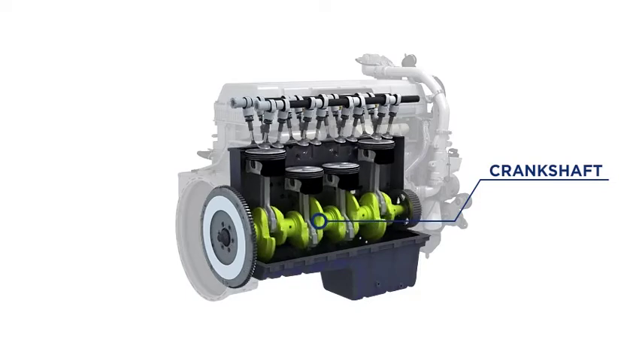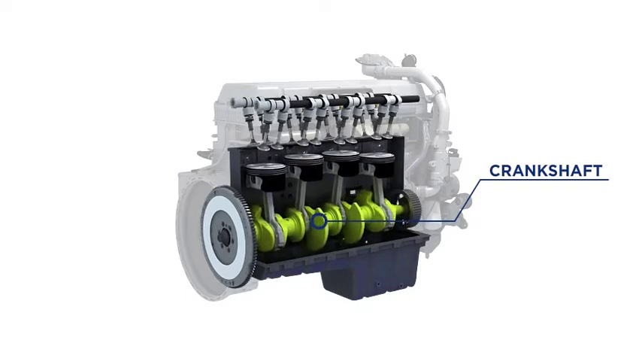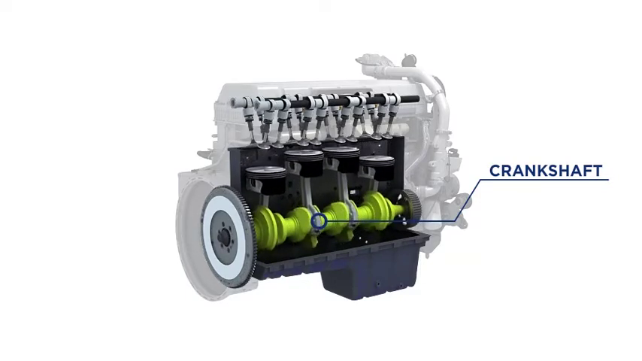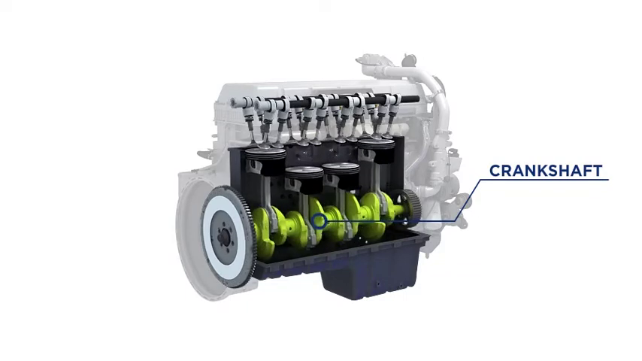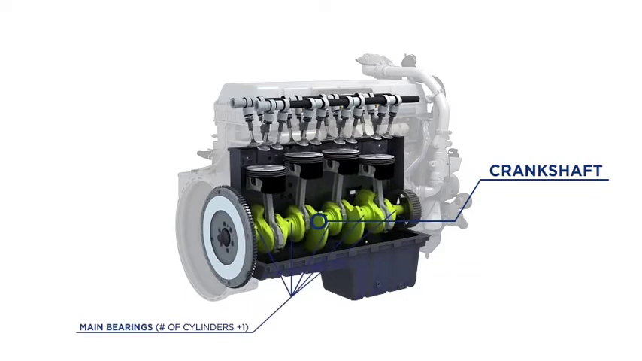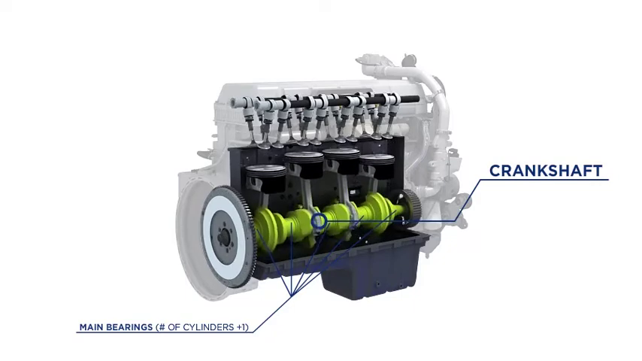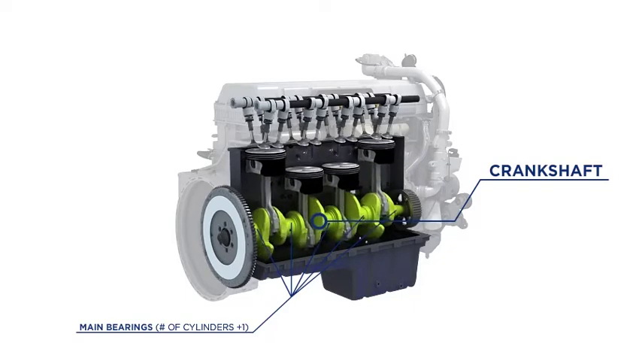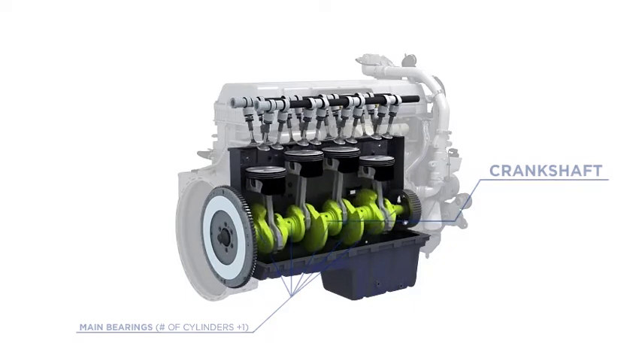The linear motion of the pistons and connecting rods rotate the crankshaft, which provides the power for the transmission and drivetrain. The crankshaft consists of main bearings for support, connecting rod journals, and counterweights to balance the rotating mass.